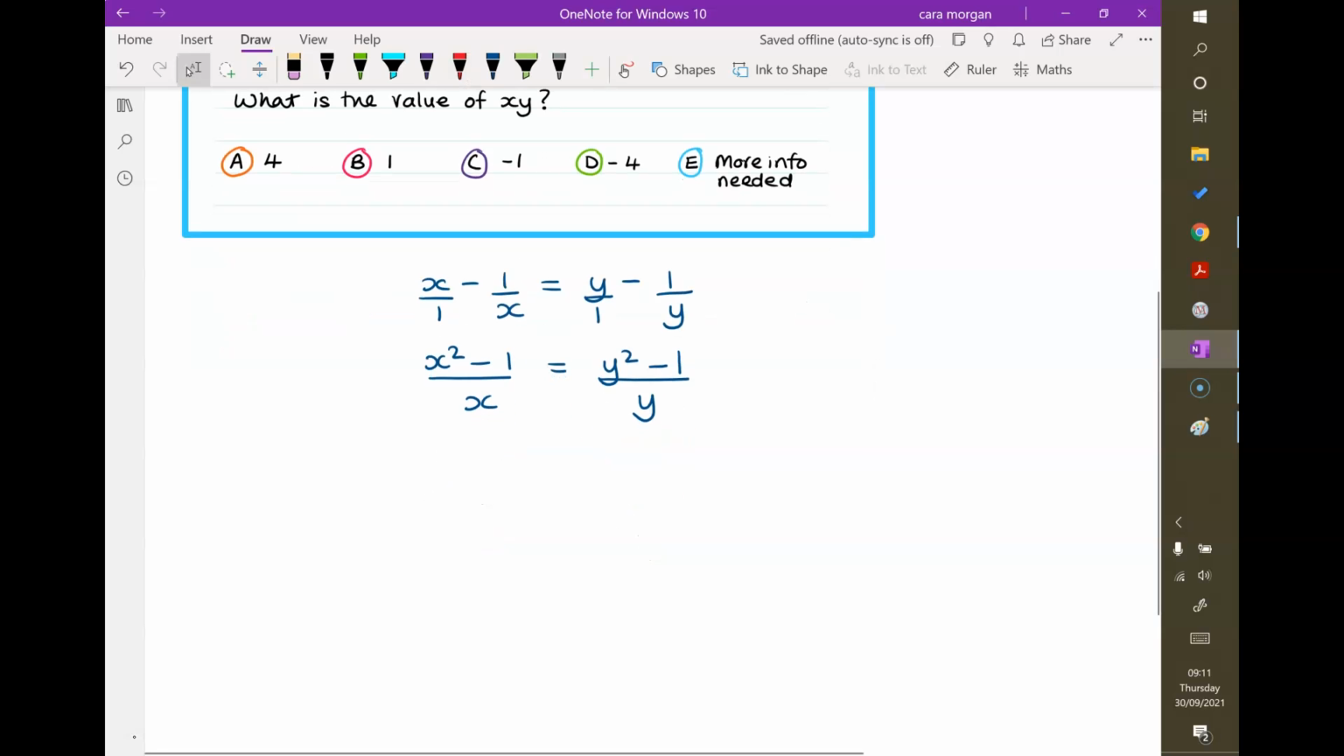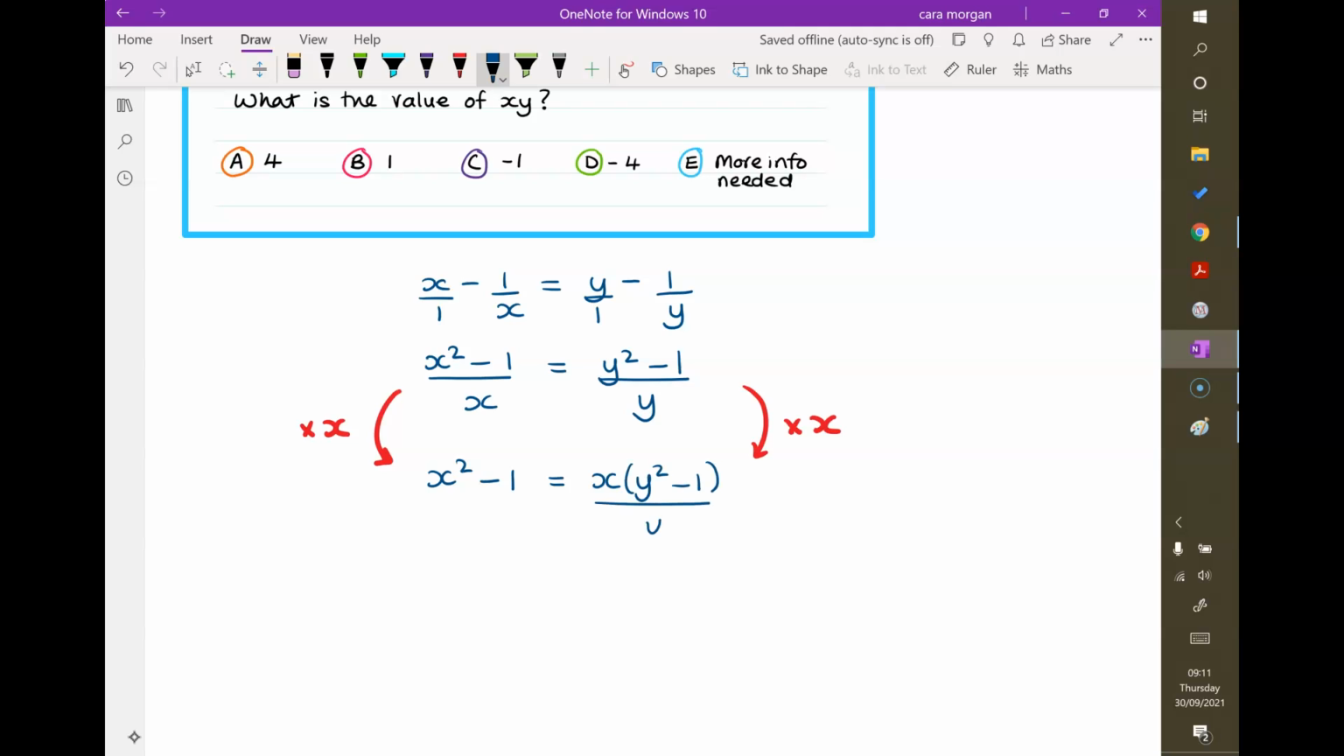I'm going to then get rid of all the fractions, and I'm going to do that first of all by multiplying both sides by x. So I'm going to have x squared subtract 1 on the left hand side and x lots of y squared minus 1 over y on the right hand side. To get rid of that y on the denominator of the fraction, because it means divided by y, I can easily multiply everything out by y. I'm doing the same to both sides. Y lots of x squared minus 1. I put brackets in there to just remind myself I've got to multiply every term on the left-hand side by the y, otherwise we don't keep the balance. So I've got this situation here.